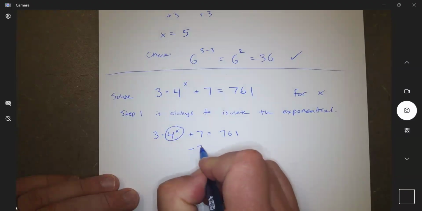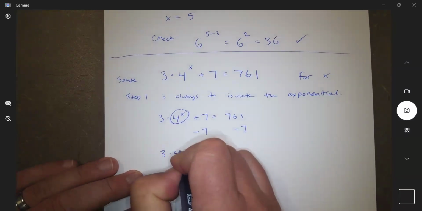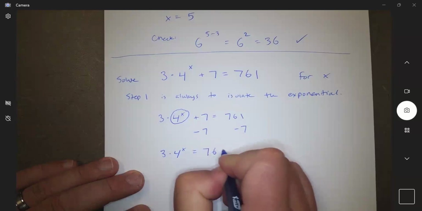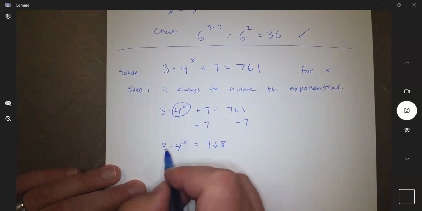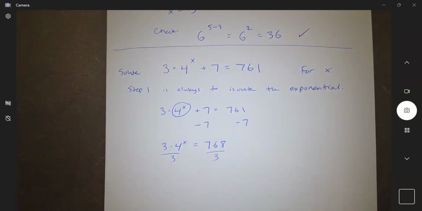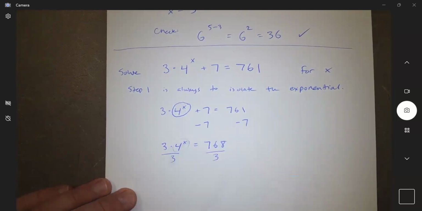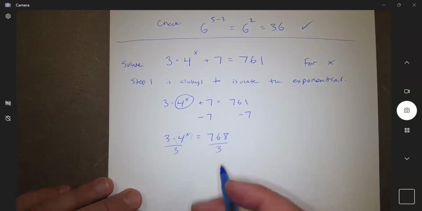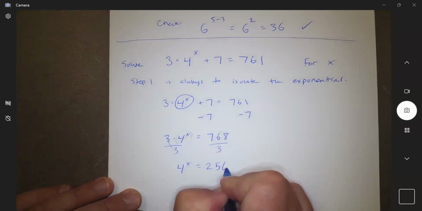So I get rid of the +7 by subtracting 7 from both sides. And now I have 3 times 4 to the x equals 768. And how do I get rid of the 3? Divide both sides by 3. So we're using our arithmetic skills, right? Our algebra solving skills, but we're using it on the whole exponential term until we get that isolated. 768 divided by 3 is 256.